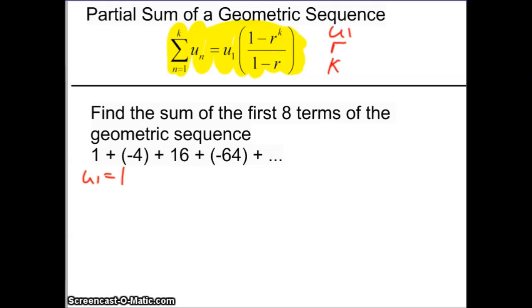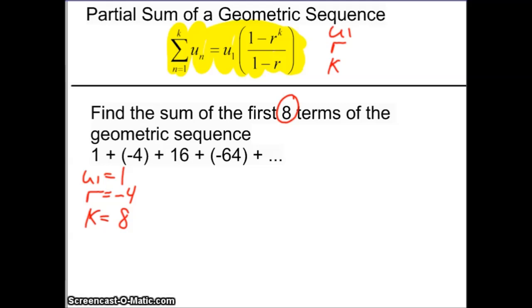All right, now we have to figure out what we're multiplying by every time to get the next term. So 1 times negative 4 is negative 4, and negative 4 times negative 4 is 16. And 16 times negative 4 is negative 64. So the common ratio is negative 4. Okay. They are asking me to find the sum of the first 8 terms. So k equals 8.